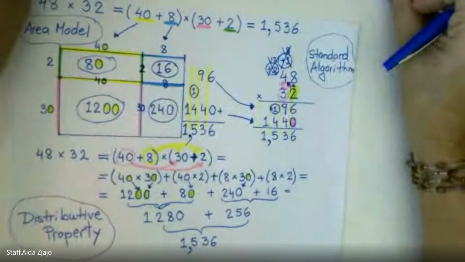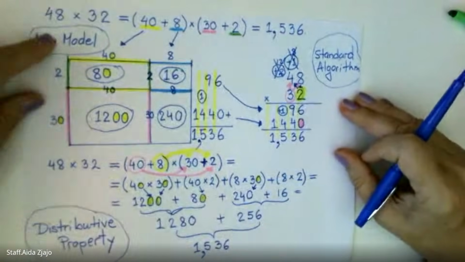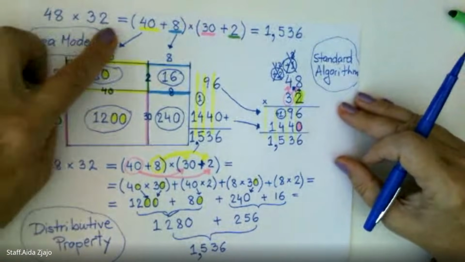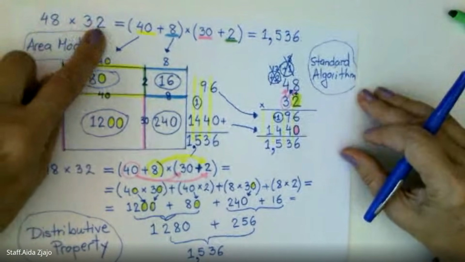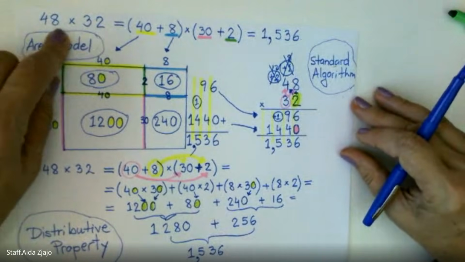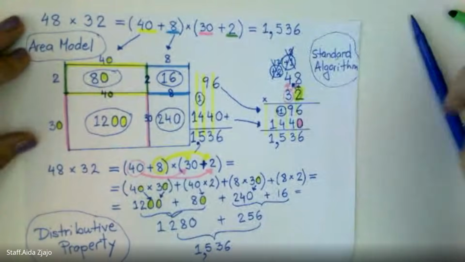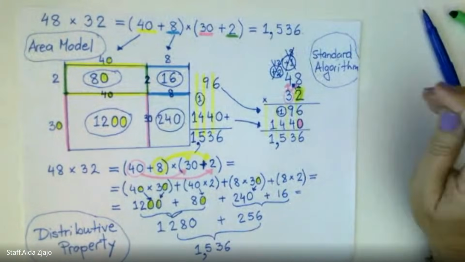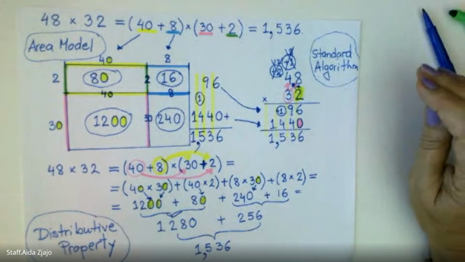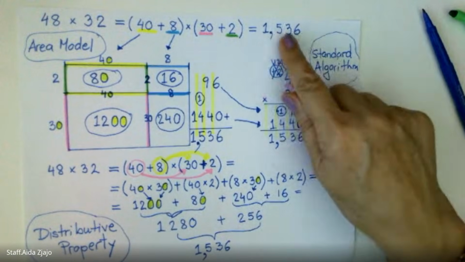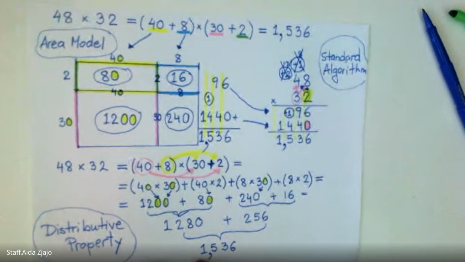So all this was to find what is the product of 2-digit by 2-digit, which our product is answer for multiplication, and this is 48 times 32 is 1,536, and this was Mrs. Z.